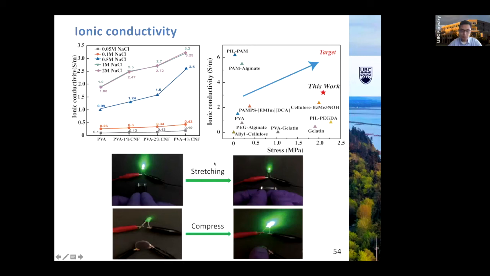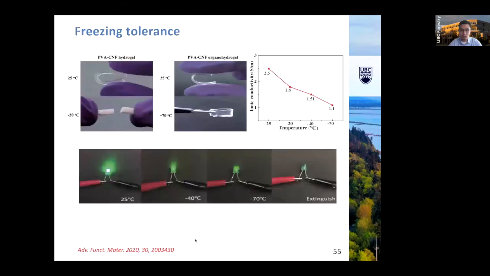So it shows an ionic conductor, with the conductivity or resistance changing under stress. There's a longer transporting distance, so the resistance increases and the light bulb becomes darker, and then by compressing, you are making it more conductive.